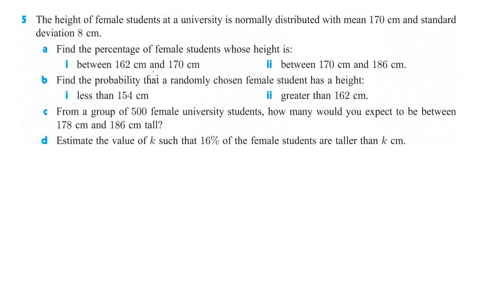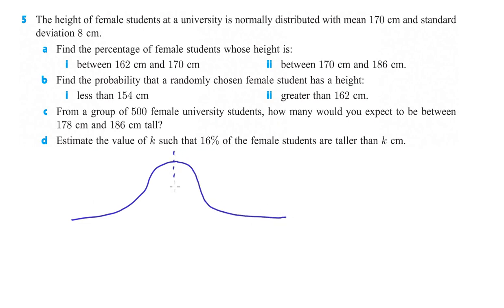Number 5, the height of female students at a university is normally distributed with a mean of 170 centimeters and standard deviation of 8. Now it's going to have us try to find all these percentages. First thing I'm going to do is draw a picture, because I can better understand what's going on if I can just look at my picture here.